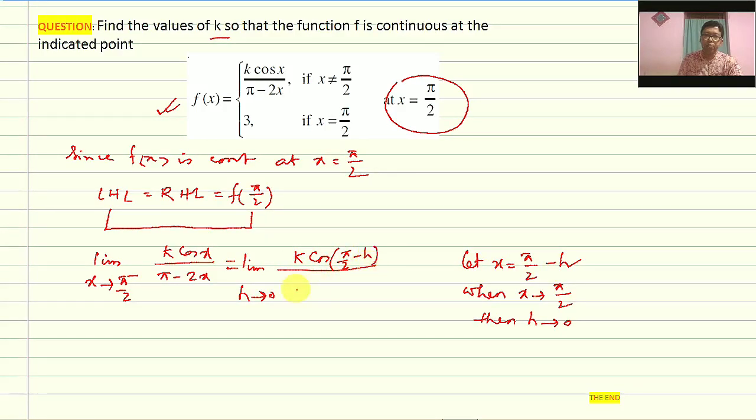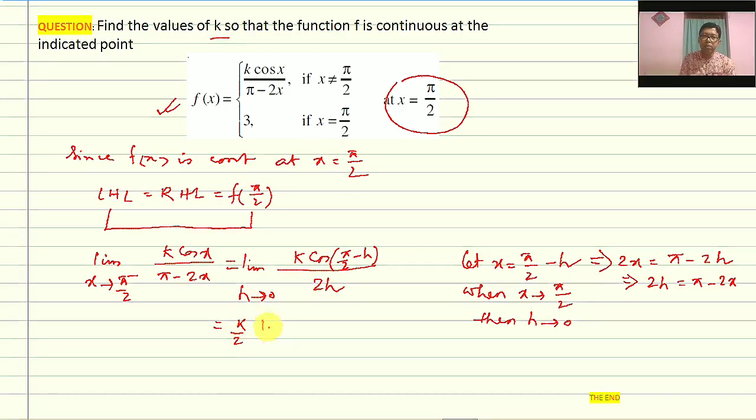Okay. Divided by pi minus 2x. What is the value of pi minus 2x? From this, again, you can find. You just cross multiply. Twice x is equal to pi minus 2h, so that you are getting twice h is equal to pi minus twice x. So pi minus 2x is equal to twice h. So write twice h. Now k by 2 is a constant, so you can take it out. So k upon 2, limit h tends to 0, whole divided by h, cos of 90 minus theta, cos of pi by 2 minus theta, that is equal to sine of h. Now what is the value of this part? This is 1, so k upon 2 into 1, that is only k upon 2.